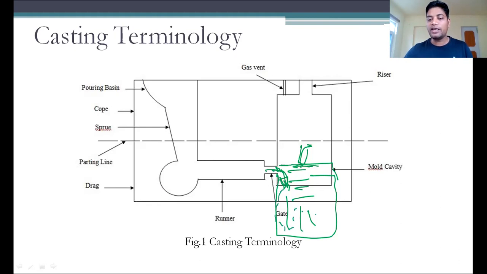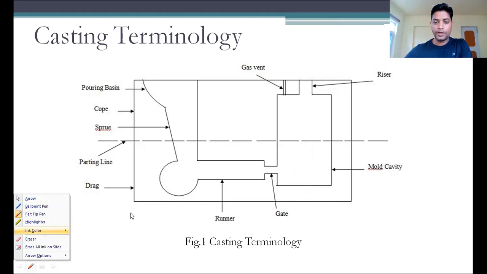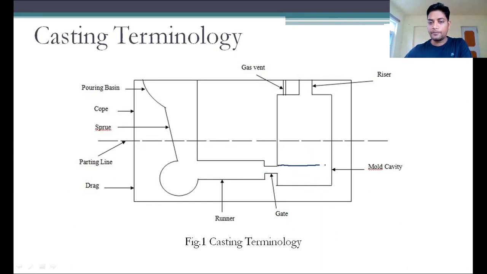So that will create a lot of turbulence, and in the mold there is a chance of breakage. So we cannot fulfill the aim we had, okay. So what we are doing is, okay, up to this point the material is filled.